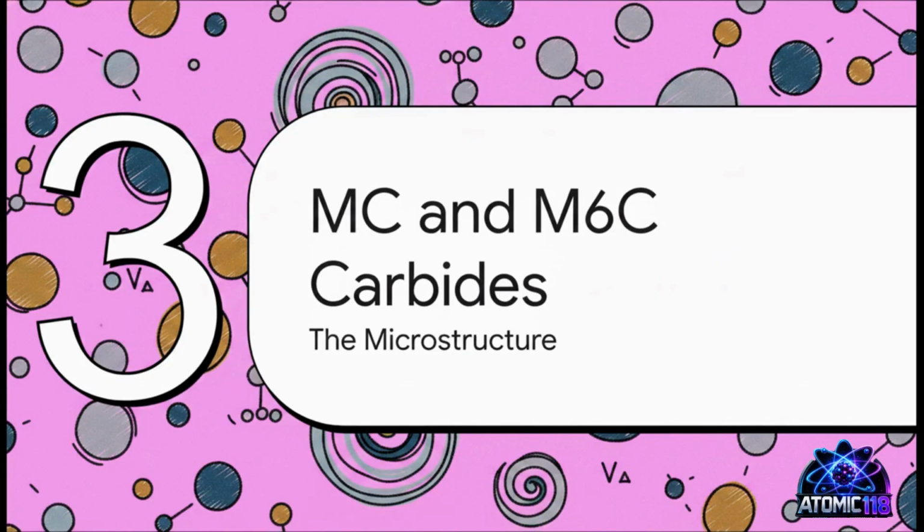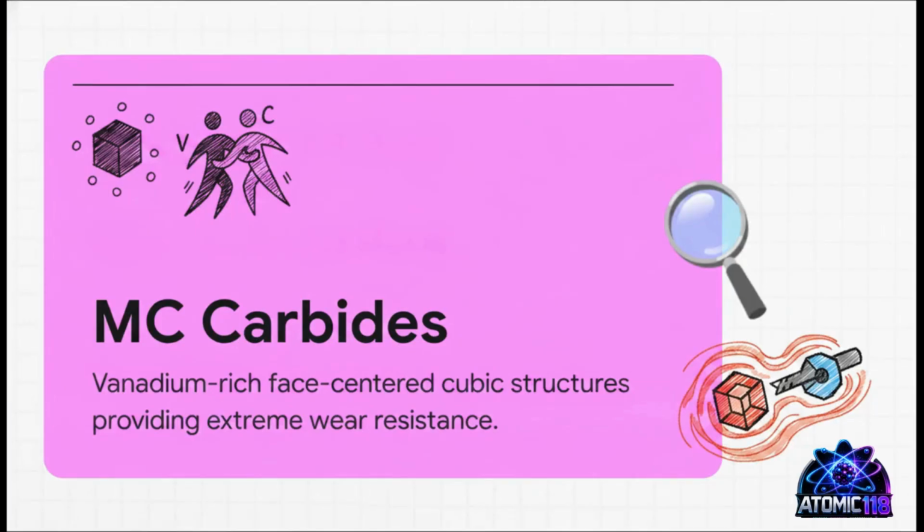Okay, Section 3. MC and M6C carbides, the microstructure battlefield. Zooming out just a bit from those individual atoms, we land in the microscopic structure of the steel matrix. This is exactly where these elements get together and form distinct carbides. By forming these two entirely different types of carbides, we essentially achieve the holy grail of high-speed tool steel: crazy strength combined with thermal stability.